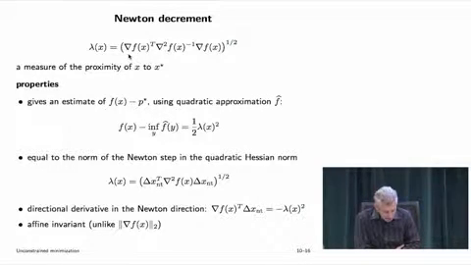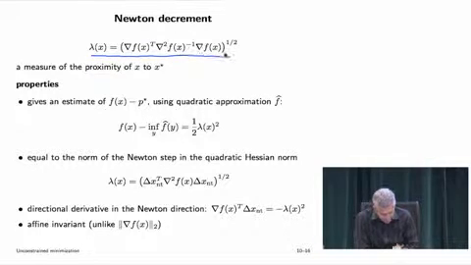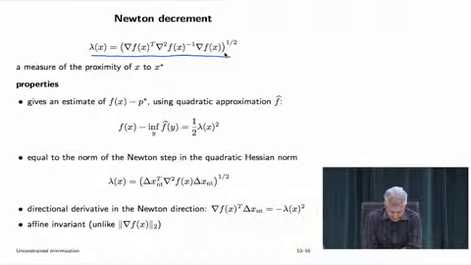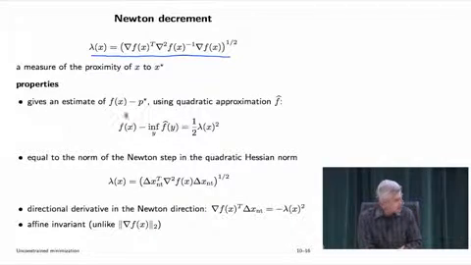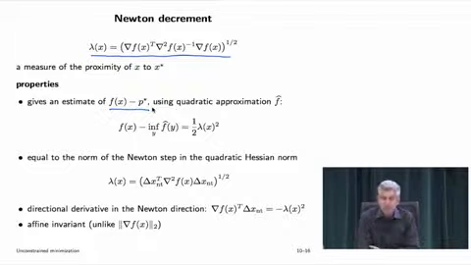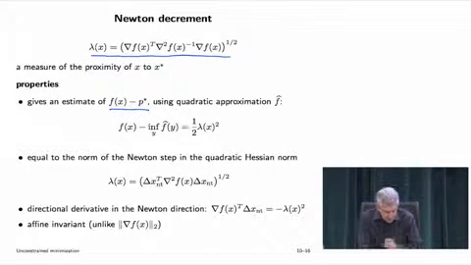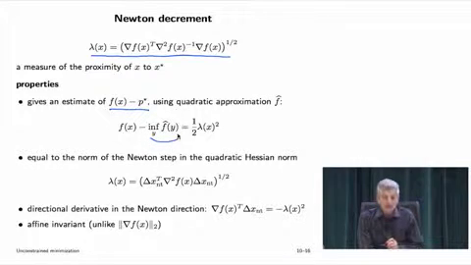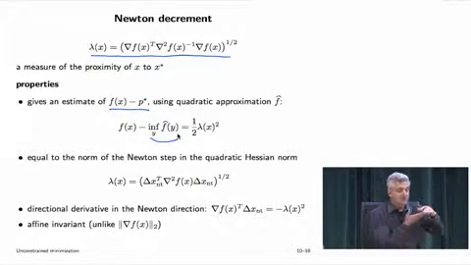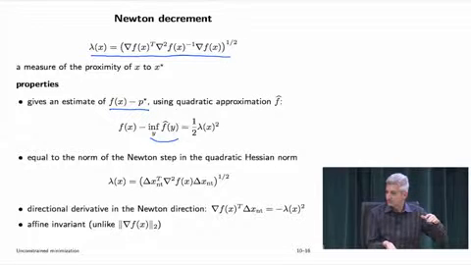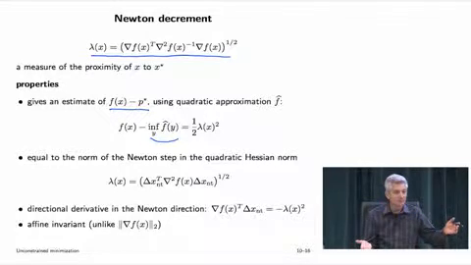But so this is lambda of x, right? That's called a Newton decrement. And here's what it is. It has lots of interpretations, but it's a measure of the proximity of x to x star, right, to the optimal point. And it's a very good estimate of f of x minus p star, right? Assuming you're close, you form the quadratic thing, and you ask yourself, how much is the quadratic going to go down? The answer is exactly lambda squared over 2. Okay, so that's what it is.